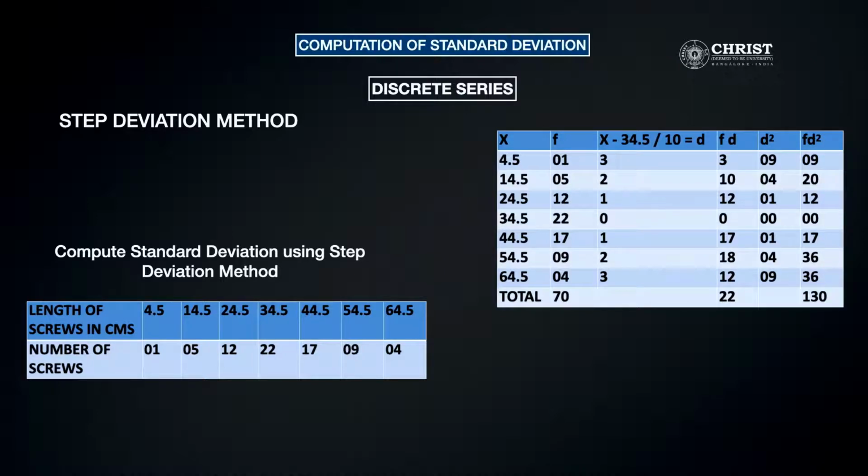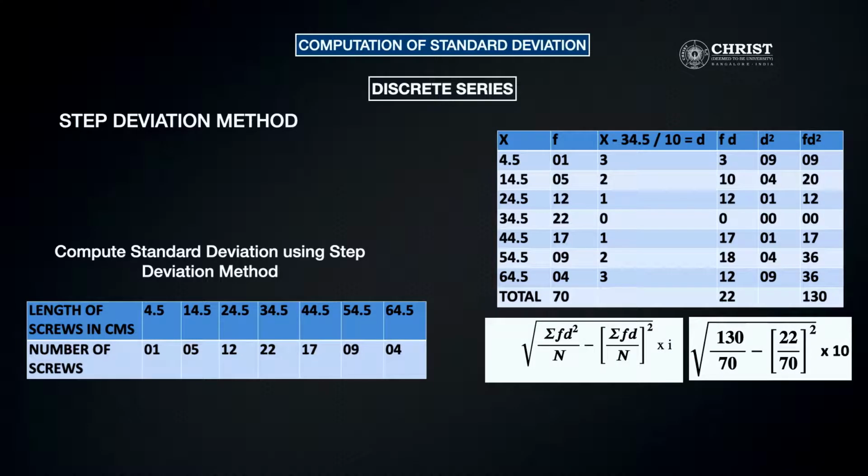Now we'll substitute the values in the equation. Root of 130 divided by 70, where 70 is the frequency total, minus the fd total, 22, divided by 70, squared. Take the square root and multiply with the common factor. So you will get 13.26 centimeters.